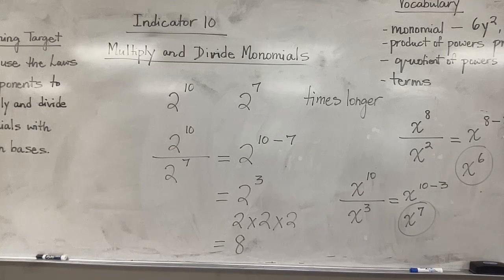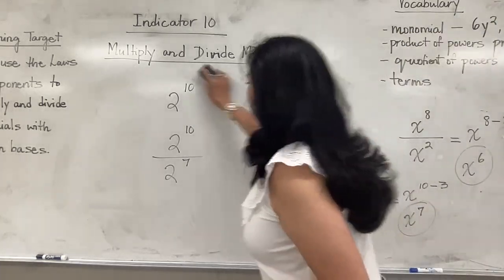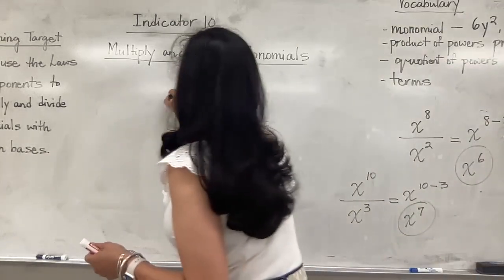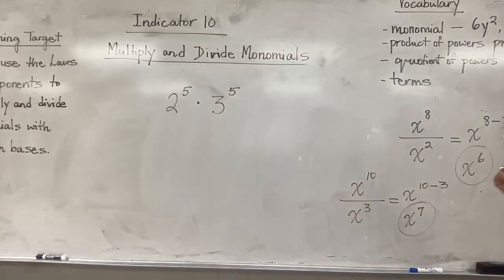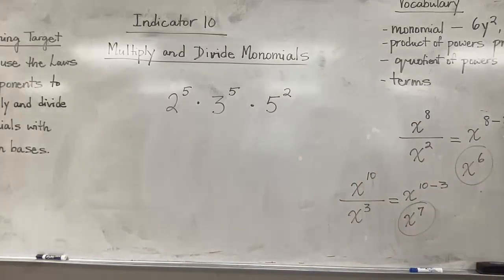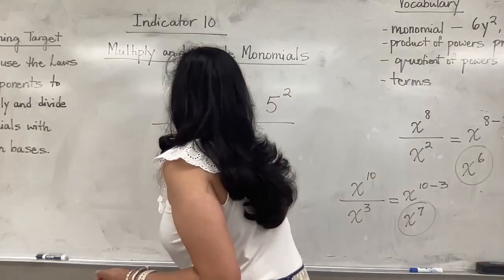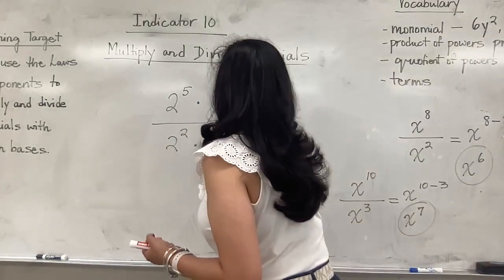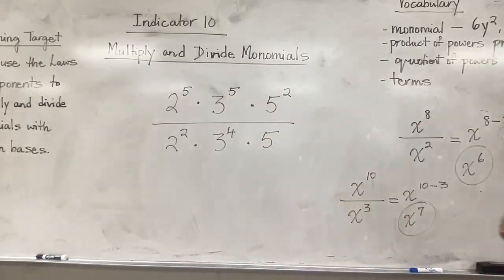Let's do one with numerical powers. So if I give you a problem, 2 to the fifth power times 3 to the fifth power times 5 squared, and if I have to divide this by 2 squared times 3 to the fourth power times 5. So let's say I have this.